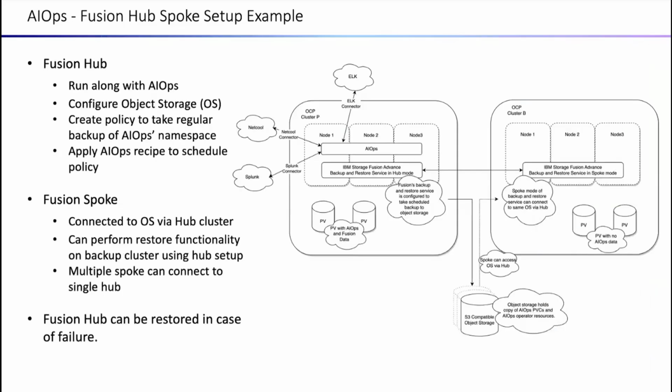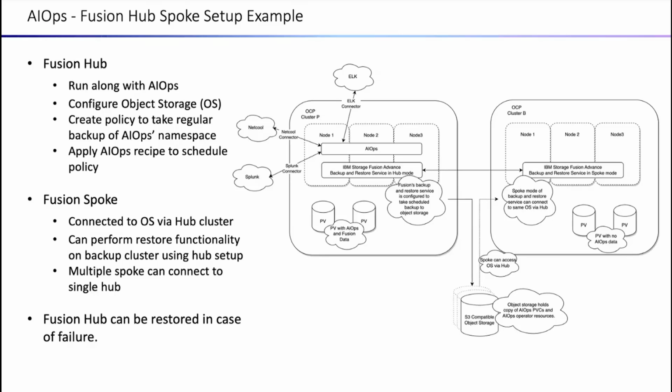Now, as I mentioned, Fusion supports the hub and spoke mode. What does it mean? As you can see on the left-hand side of the diagram, there is the primary cluster, cluster P, where AIOps and Fusion are running along with each other. We configure Fusion so it can talk to the object storage, and it has a policy configured. On the right-hand side, on cluster B, Fusion is running in spoke mode, and it connects to the object storage and backed up cache via the hub. We can have multiple spokes connected to a single hub. The idea is that if you want to restore onto multiple clusters, you can do it that way. And using the Fusion Hub UI, the user can restore AIOps onto the Fusion spoke.